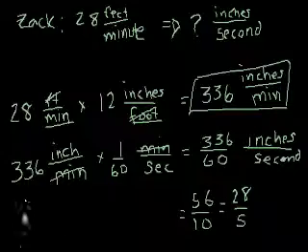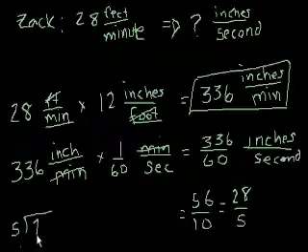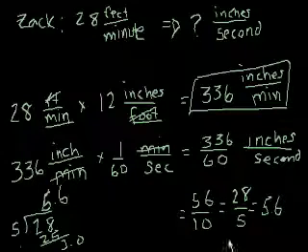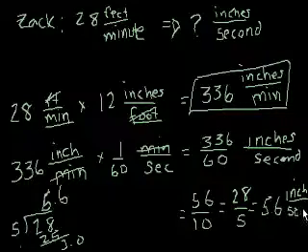And 28 over 5, let's see, 5 goes into 28. 5 times 5 is 25, remainder 3. 5.6. So this equals 5.6. So I think we now just solved the problem. If Zach is going 28 feet in every minute, that's his speed, he's actually going 5.6 inches per second. Hopefully that kind of made sense.